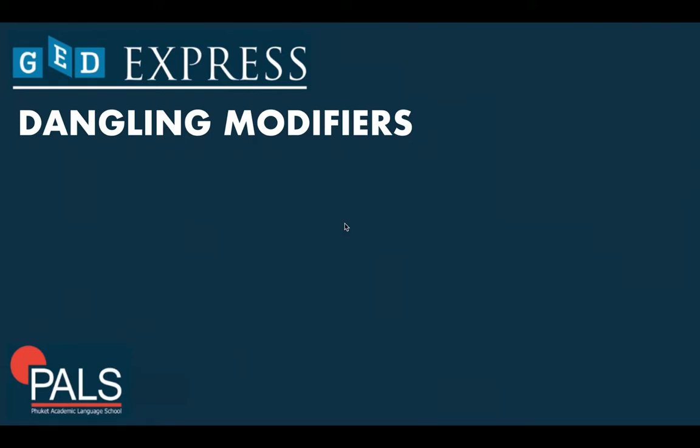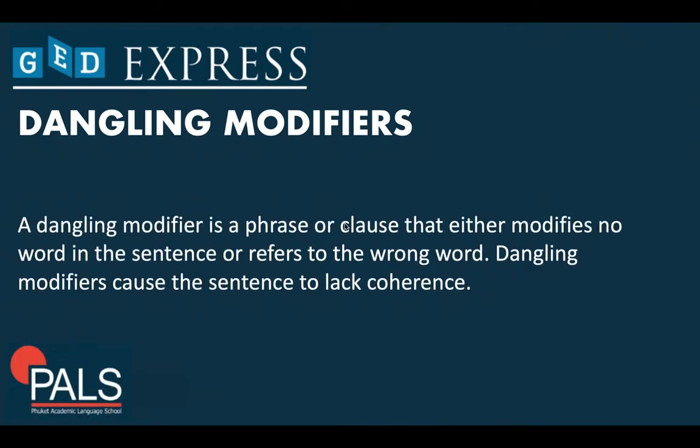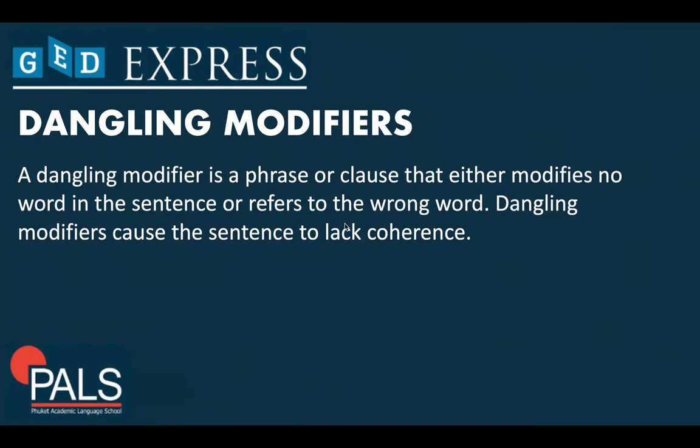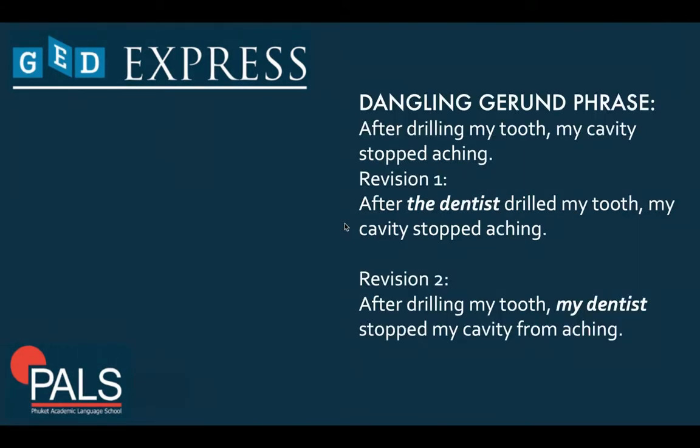And now, what is a dangling modifier before we get into the lesson? So, a dangling modifier is a phrase or clause that either modifies no word in the sentence or refers to the wrong word. Dangling modifiers cause the sentence to lack coherence. Okay, so a dangling modifier, in simple terms, is that either it modifies no word at all in the sentence, it's not describing anything at all, but it's there nonetheless, or that it is modifying the wrong word. So we're going to look at some examples of that.